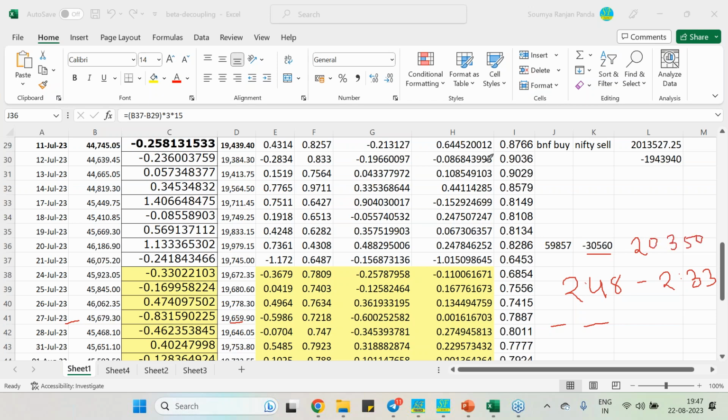So if you just see the earlier period, I will be making a loss. Once one recoupling happens, I have made 20k profit. So this is how the beta decoupling works.